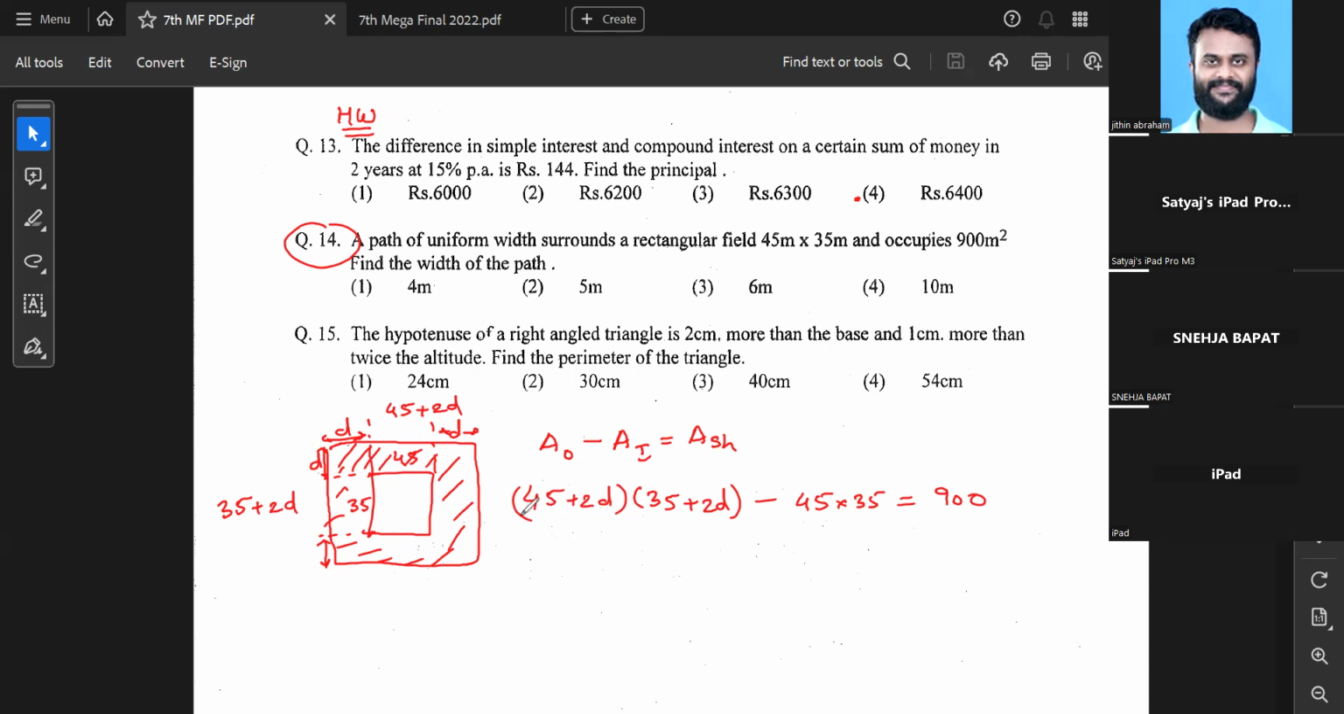Now, when I open the bracket, 45 into 35 gets cancelled. What I'm left with is 45 into 2, that is 90D, plus 35 into 2, that is 70D, plus 4D square is equal to 900. That gives me 160, and when I take 4, D square plus 40D minus 225 is equal to 0.